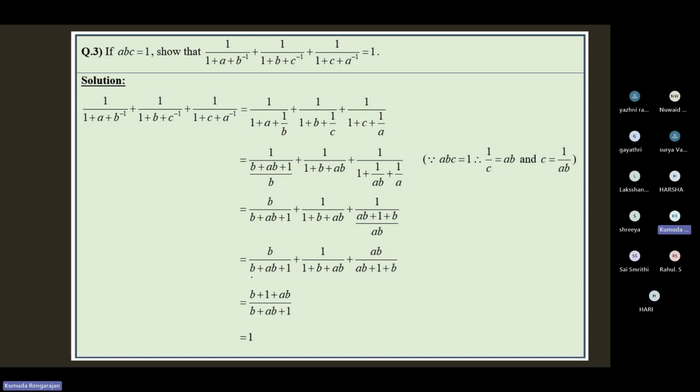Now, what do you see? You see BAB1, BAB1, BAB1. Same thing. So that's the LCM. So B1AB cancels 1.